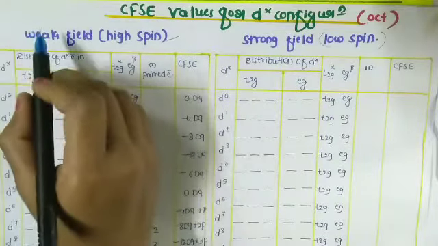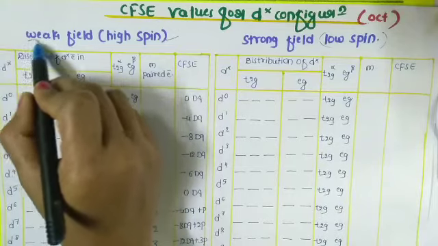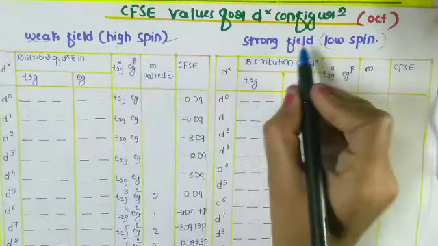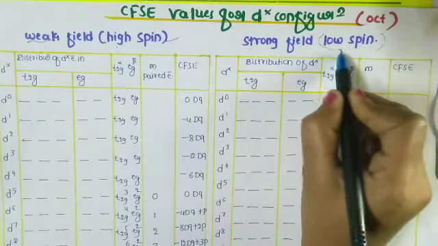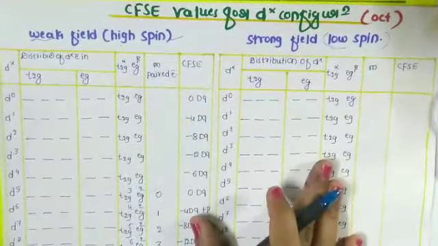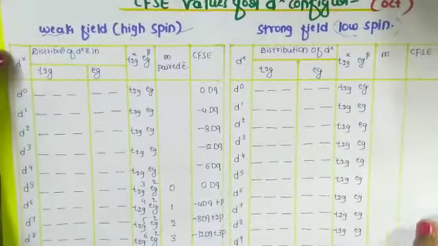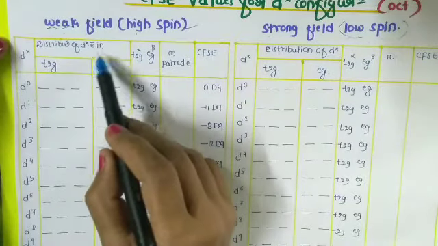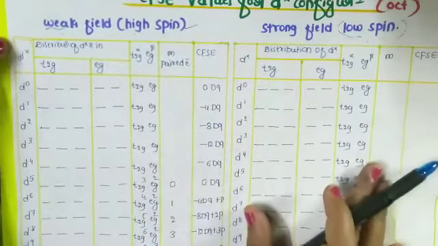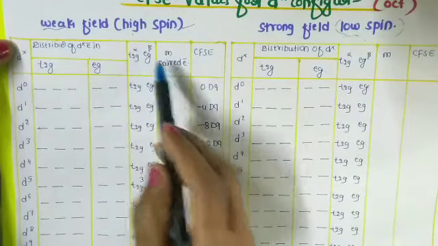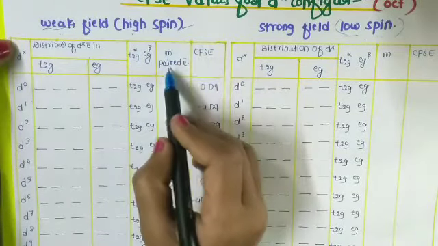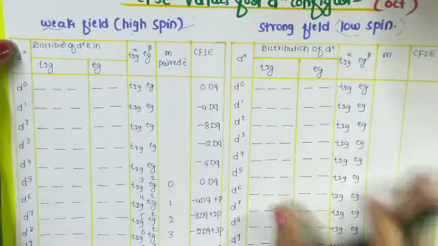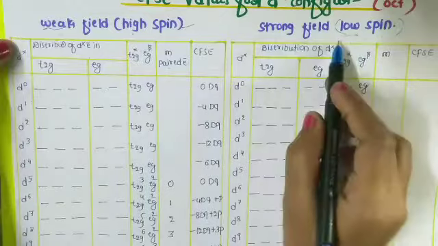How to remember this: weak is there, and high is the opposite of that. Strong is there, but low spin is there. So here I will make a column in different types. First one is the dx configuration, then the distribution of electrons in the T2g as well as Eg set, then the paired electrons, and then the crystal field stabilization energy. Similarly you can go through the low spin.